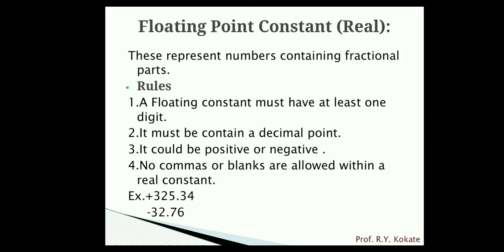Next, floating point constant. Floating point constants are also called real constants. These represent numbers containing fractional parts. Some rules for constructing a floating point constant: first, a floating constant must have at least one digit and it will contain a decimal point. It could be a negative or positive value. No comma or blank space is allowed within a floating point or real constant.